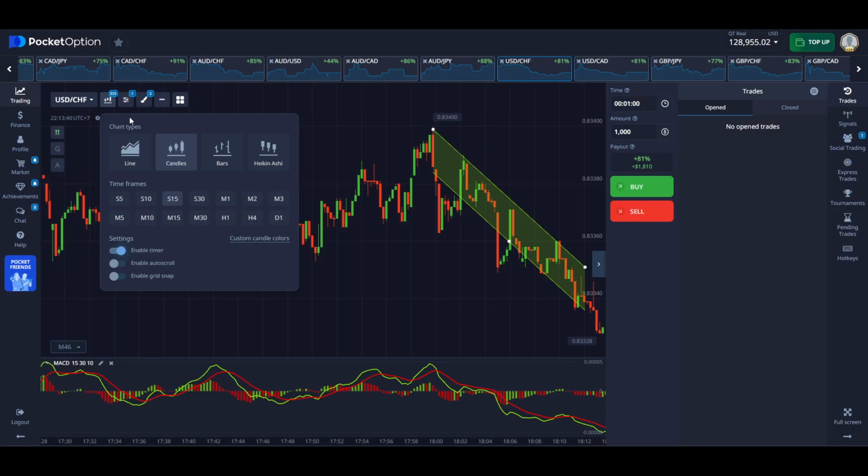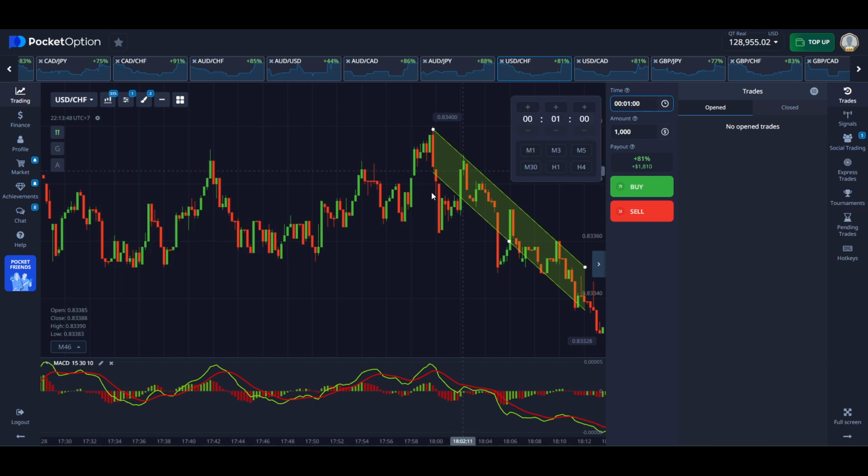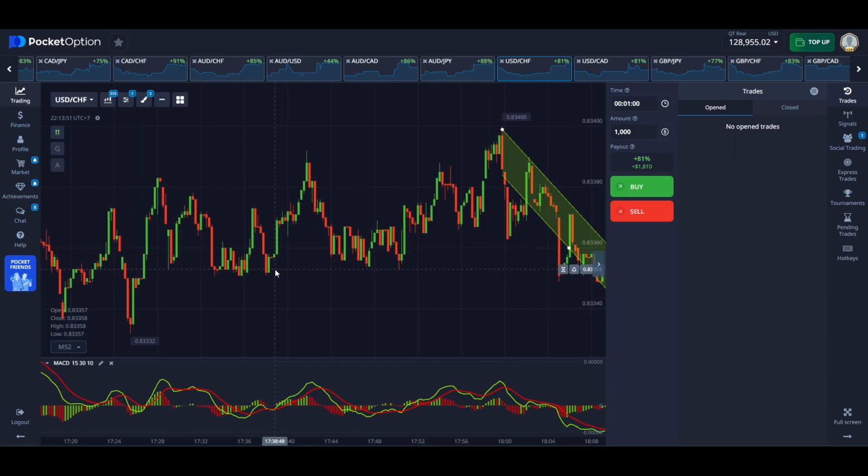made an excellent profit. And yes, for everything to work like clockwork, we need to set 15-second Japanese candlesticks and a 1 minute trade duration. I hope you're not confused yet. Let's look at another practical example.